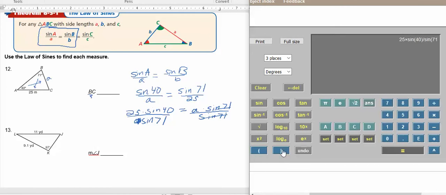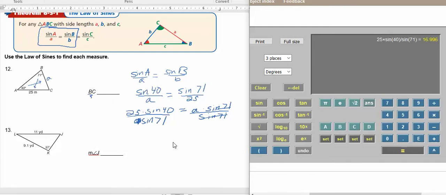And let's just check and see. We've got 25 sine of 40 divided by sine of 71. And I've got it in degrees, so this should work. My answer is 16.996, so almost 17. And does that make sense for this problem, for this side? It seems to. The side opposite was 25, so it's in the same kind of range. So then that's what you'd have for side BC.